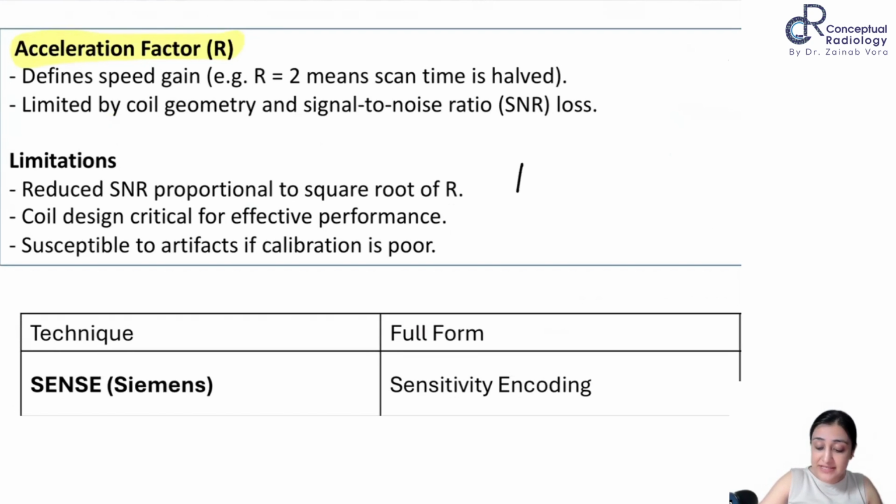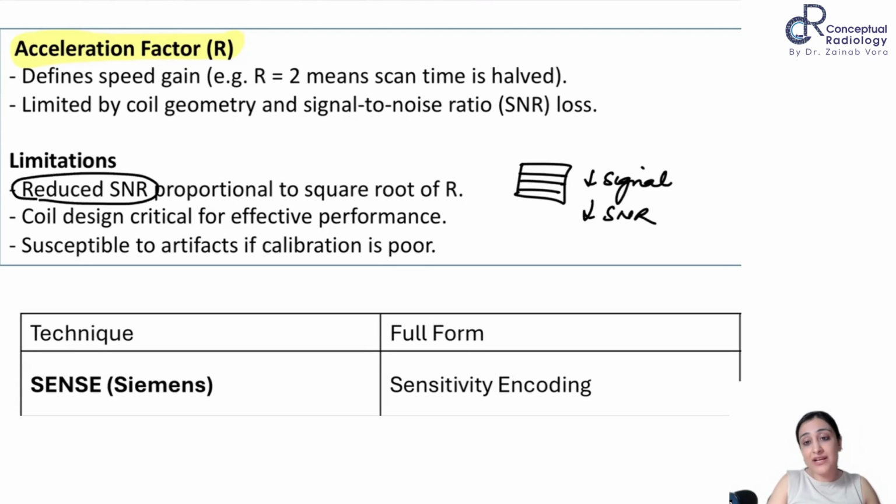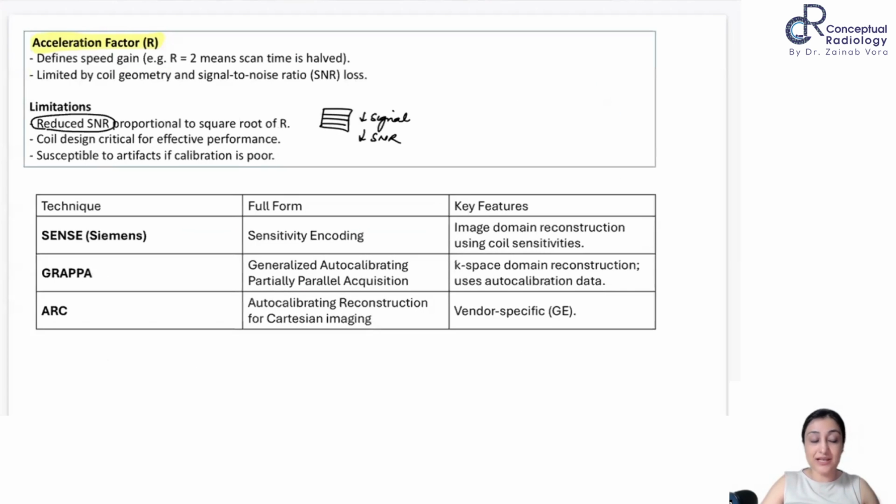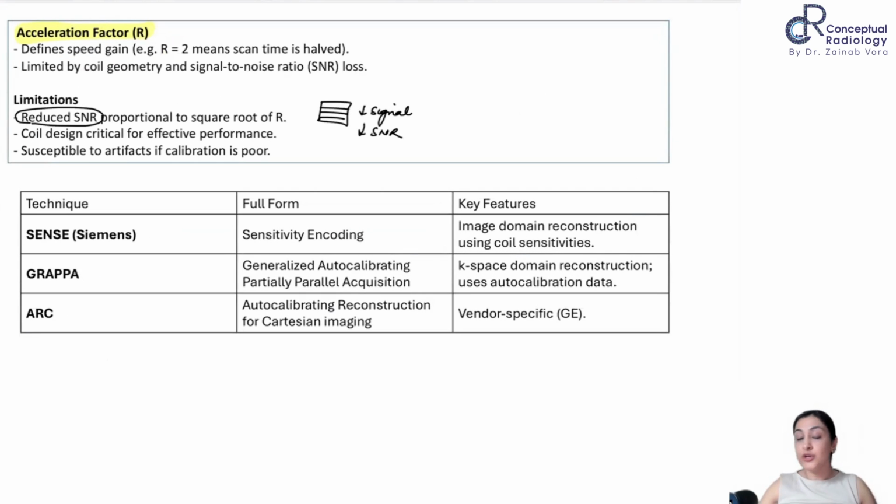If you reduce the steps of the phase encoding gradient, do you agree overall signal received is definitely going to reduce? Yeah. So if signal reduces, signal to noise ratio reduces. So that is the main problem here, reduced SNR. The faster you go, the lower the SNR. Very logical. Coil design is very, very important, and it is susceptible to artifacts if calibration is poor. Okay, so these are the limitations. What sequence, you will know. So it is vendor specific. SENSE, if you have ever seen it, if you are using Siemens, that's called SENSE. You have GRAPPA and ARC. Okay, so ARC is GE vendor specific, whereas SENSE is Siemens specific.